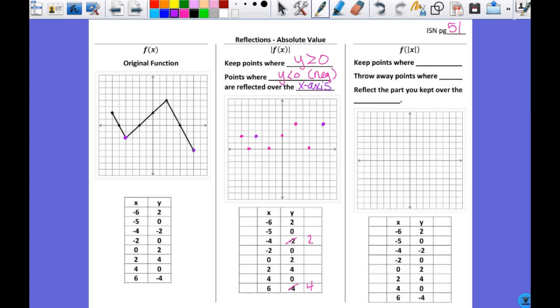That's not the only points, right? Because it's a continuous domain. So when we connect the dots here, these portions of the graph, all this stays the same, right? It's this part here and this part here that gets reflected over the x-axis. So when we connect the dots, this is what we get. Because these are the parts that were reflected in the x-axis.